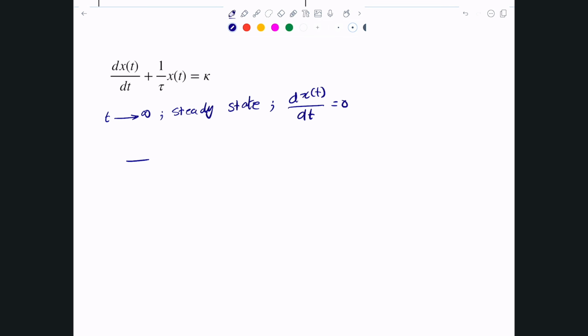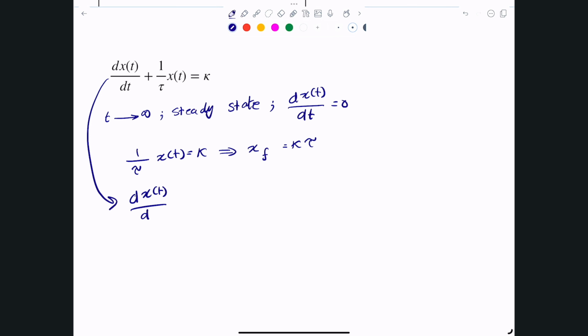So what we end up with is the following. 1 divided by tau, x of t, equals kappa. That means simply x of t is kappa times tau. But now this is not x of t anymore because it's not changing with time. So what we can call it is x final, the final value of x, basically, whatever x is, it could be voltage or current. All right, so now that's good. So we go back to this equation in here. Let me just do a little bit of algebra on this equation. What we have is dx of t divided by dt is equal to kappa minus 1 divided by tau x of t.